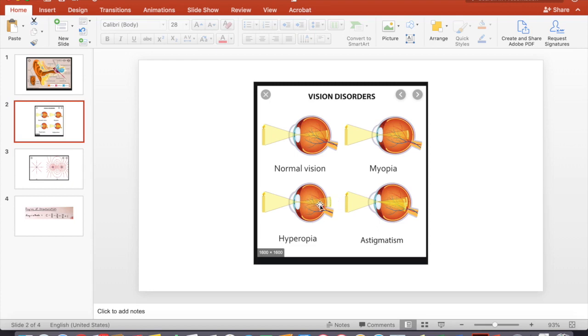So the way I remember it is that hyper means more, okay? So this is more because it is far, like it is after the retina. It travels a longer distance, more, all right? So if you know that hyper is more, it falls after the retina, then myopia has to be the opposite. It has to fall short, so it has to be before the retina. So just remember it that way.